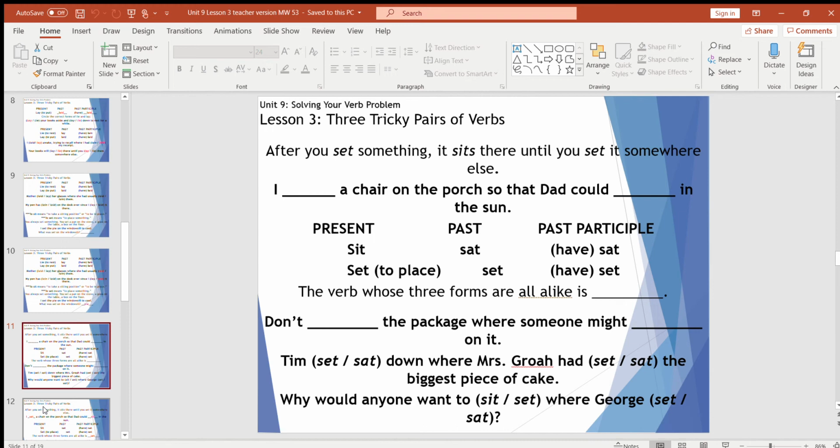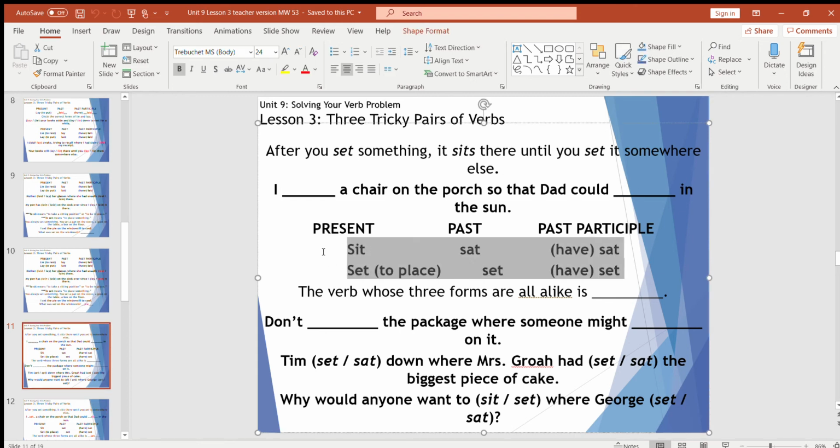So I blank a chair on the porch so that Dad could blank in the sun. So I'm putting the chair on the porch so that Dad can rest in the sun. What would the verbs be? I set a chair on the porch so that Dad could sit in the sun. So again, circles to highlight for the conjugations.